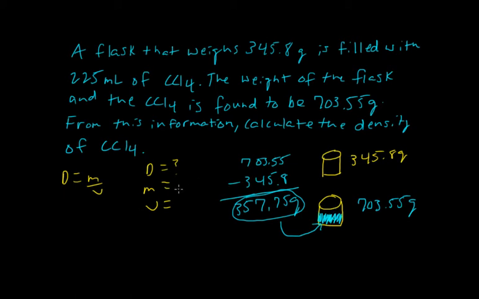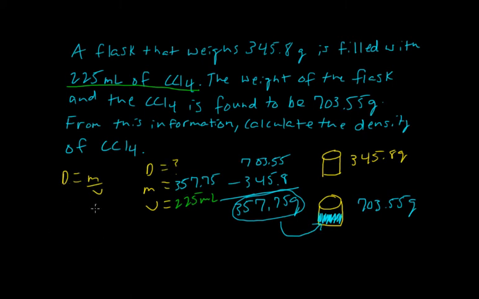So let's go ahead and put this in for the mass. So we're going to put 357.75. Now the volume, if we go back up here into the problem, it says a flask that weighs 345.8 grams is filled with 225 milliliters of CCl4. This is going to be my volume. So I'm going to say 225 milliliters. So now I've got two of my quantities and I can solve for my density.